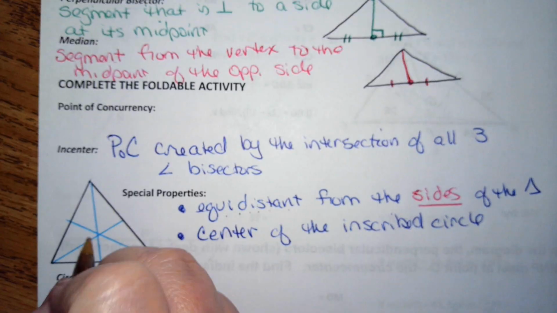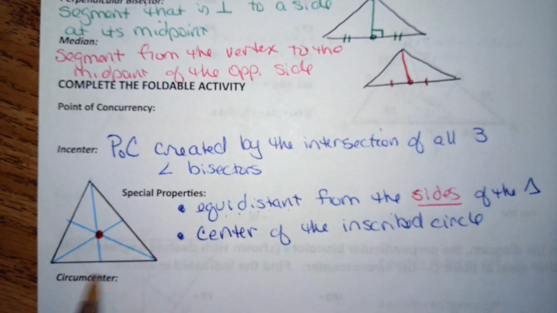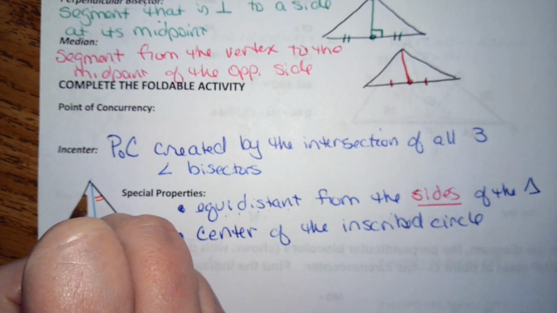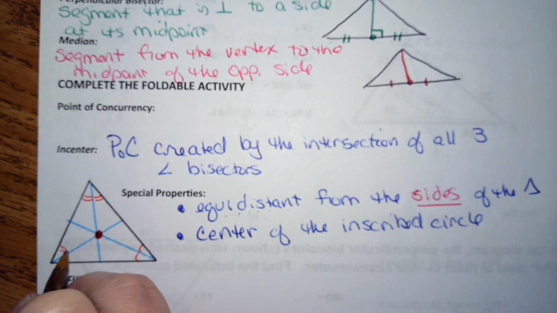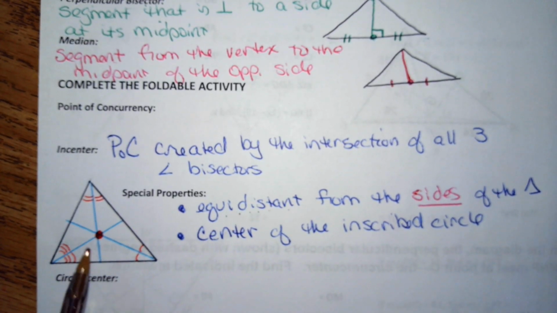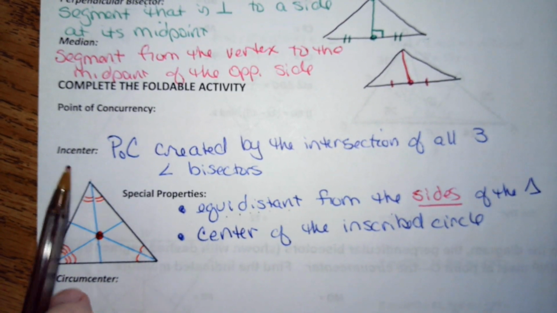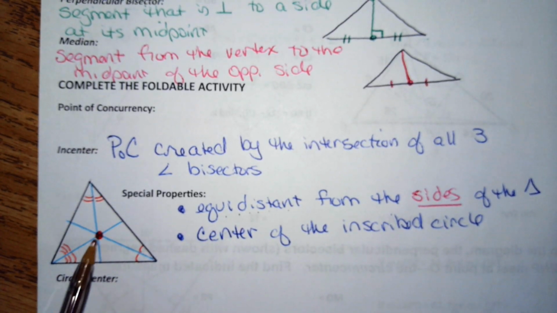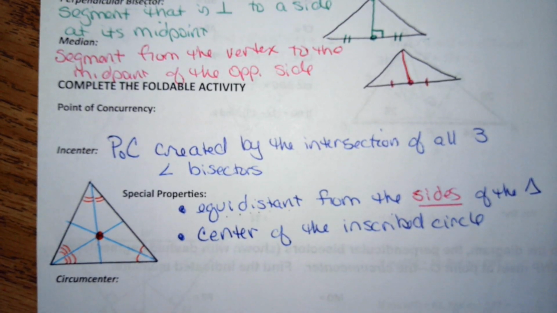All right, so right here we have our point of concurrency. Because this is the angle bisector, all 3 of these angles have been bisected. So since that's the point of concurrency, what is it called? Incenter. When you have all 3 angle bisectors intersecting at a single point, that's called the incenter.